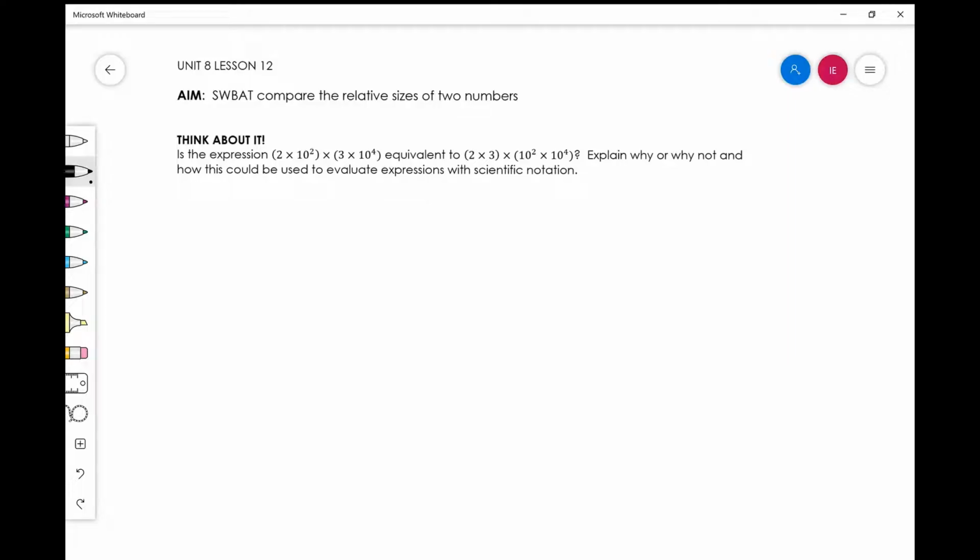Okay, so today we're looking at Unit 8, Lesson 12, with our aim being able to compare the relative sizes of two numbers. Our think about it asks, is the expression 2 times 10 to the power of 2 multiplied by 3 times 10 to the power of 4 equivalent to 2 times 3 multiplied by 10 to the power of 2 times 10 to the power of 4? Explain why or why not, and how this could be used to evaluate expressions with scientific notation.